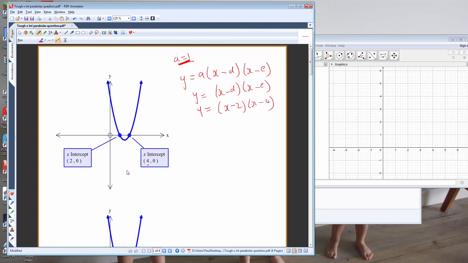Now we're going to check whether this indeed could be the equation for this parabola. So we're going to say 0 = (x - 2)(x - 4). I'm finding the x-intercepts, which occur when y is 0. So applying the null factor law, x is 2, x is 4. That checks out. Good. Most of you should have no problem with that one.